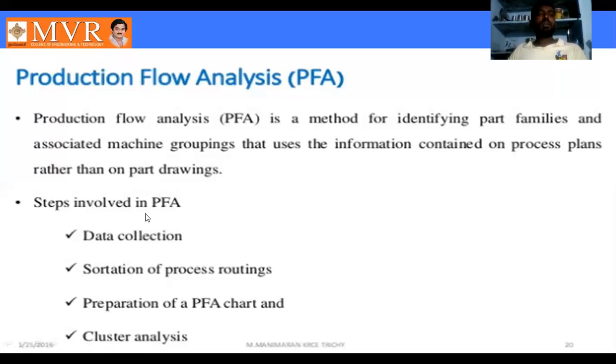Now, the steps involved in production flow analysis. This is how they identify the part families; based on these steps, they identify the part families. The first one is data collection. Second is sortation of process routings. Third is preparation of the PFA chart. Next is cluster analysis.